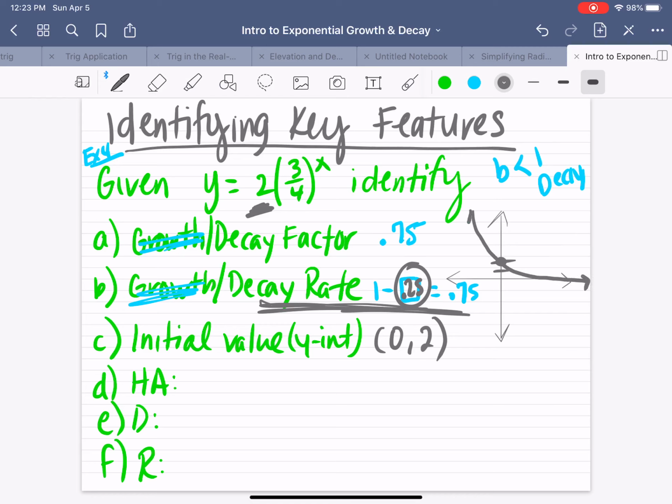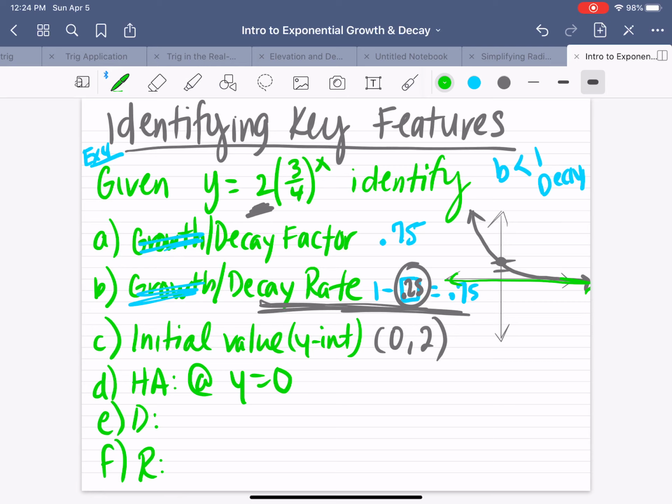So like this. And let's identify part D, which is the horizontal asymptote. So remember, it's wherever the graph goes flat. And of course, it is right here. And that y value is y equals 0. So HA at y equals 0.